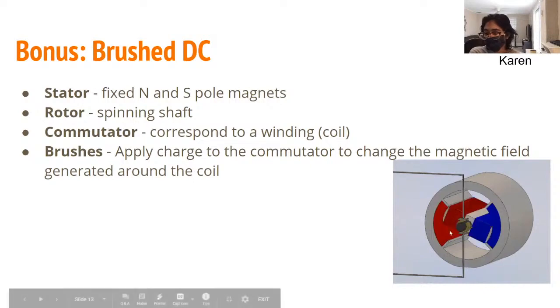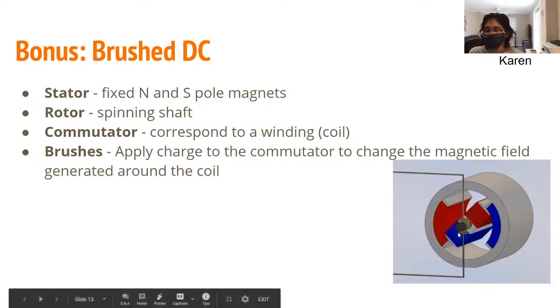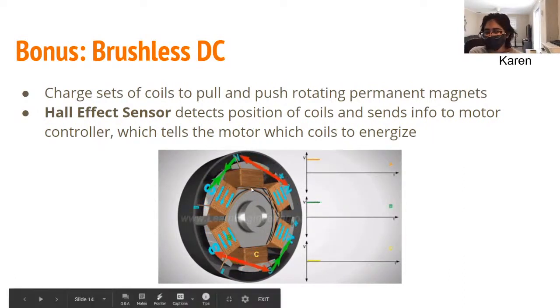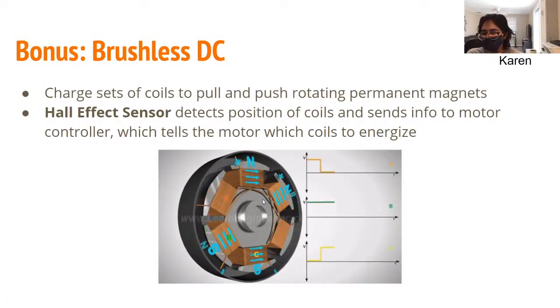So it's based on its position, which is pretty cool. Next we have our brushless DC motor, which is a little more complicated, but the basic idea behind it is that you charge these different sets of coils here, as you can see in this GIF, to pull and push rotating permanent magnets.